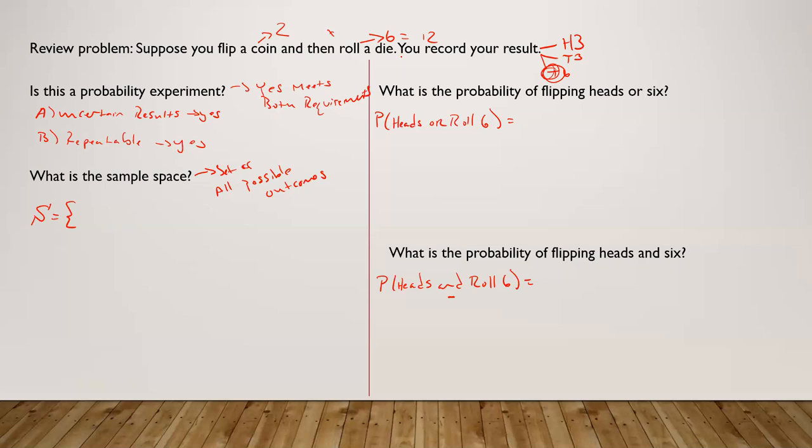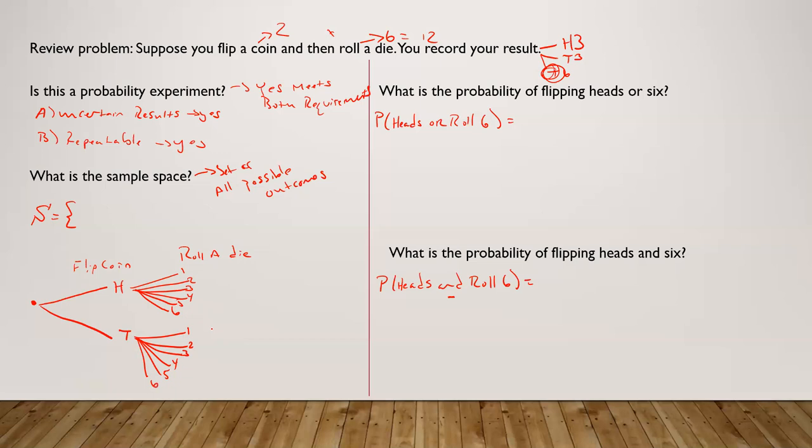So I want to figure out what the sample space is. If it helps, you don't have to do this, but you can do a tree diagram to get to the sample space. The first thing you're going to do is flip a coin. The branches represent the possible outcomes. You get a head or you could get a tail. And then you're going to roll a die, so you get 1, 2, 3, 4, 5, or 6. Or I could have flipped tails first, and I get 1, 2, 3, 4, 5, or 6.